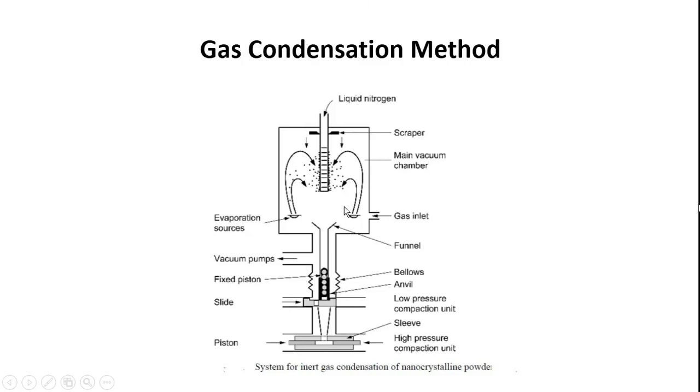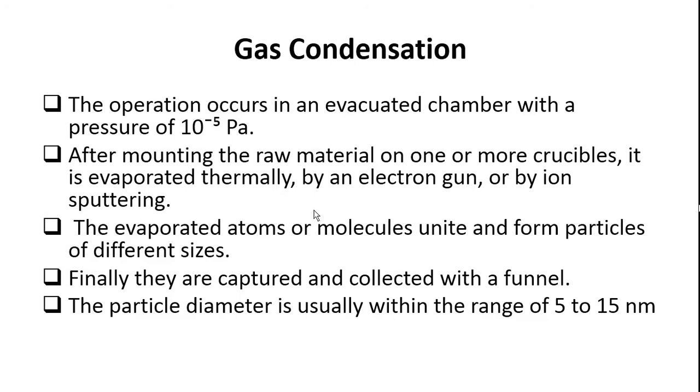And in order to evacuate this particular chamber in which this process is taking place, a vacuum pump is there, and the vacuum pump creates a small pressure of inert gas here, maybe argon gas or so, and that makes the pressure under which this process takes place of the order of 10 raised to minus 5 pascal. Not 5 pascal, but 10 raised to minus 5 pascal. Very small pressure. 10 raised to minus 5 pascal.